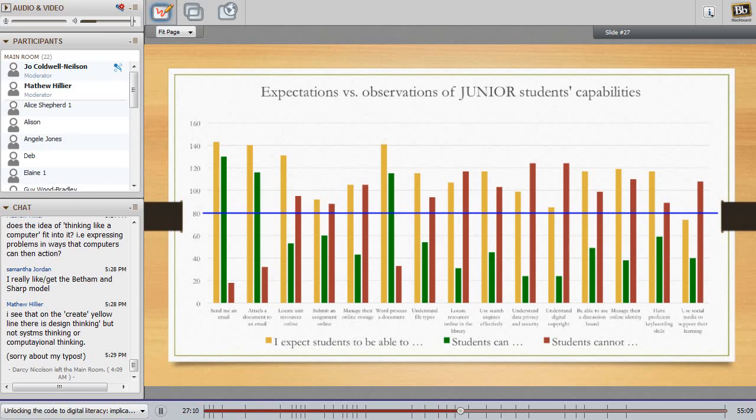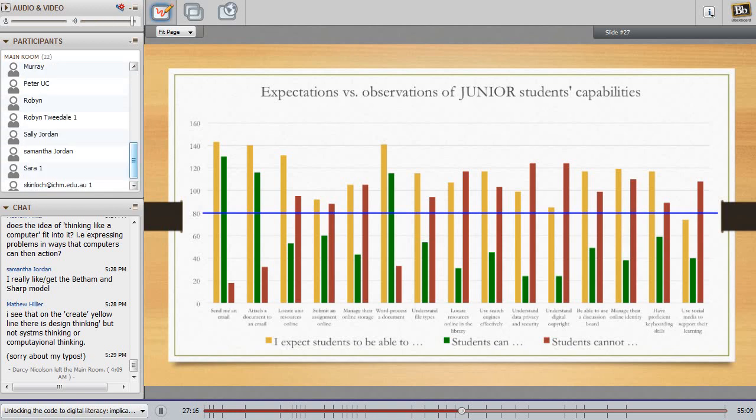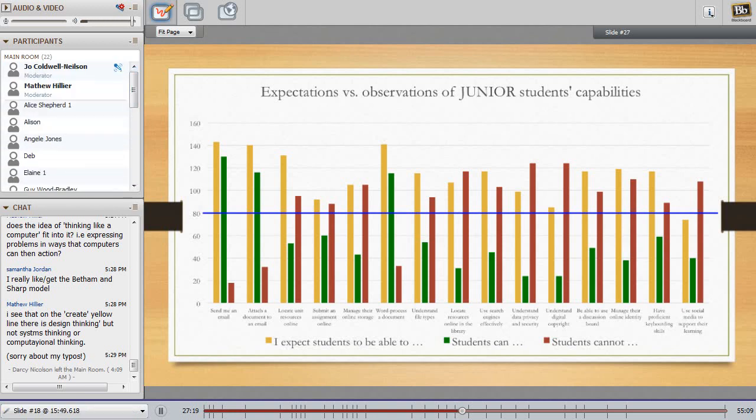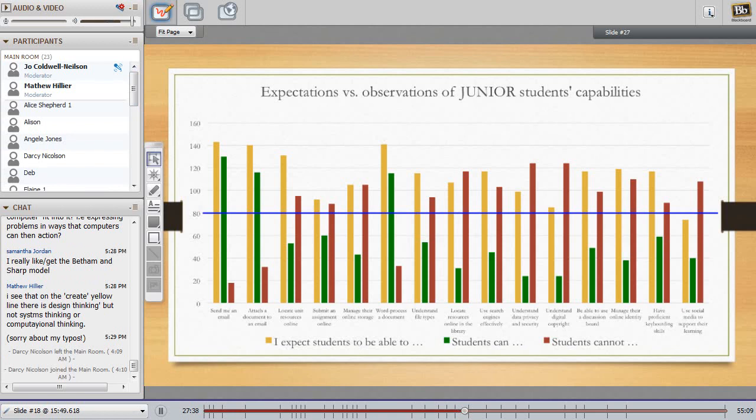The really worrying aspect of this is that there are very few elements of digital use that students actually meet teachers' expectations. The only ones that do are send me an email, attach a document to an email, and word process a document. All the others, those students who can, are in the minority. And this is from a group of academics who consider their students to be digitally literate. So obviously there's a huge mismatch between what they are expecting as a digitally literate student and what's being delivered.